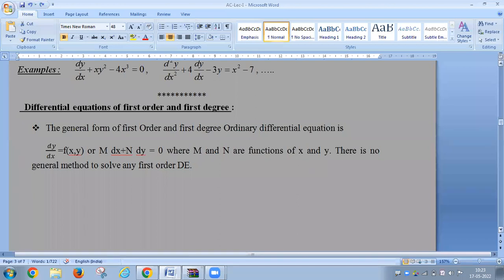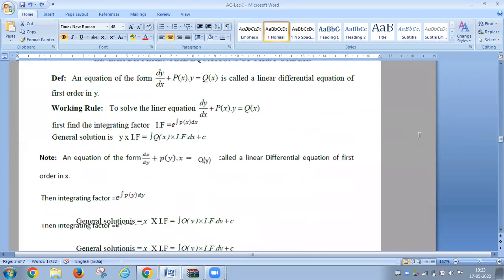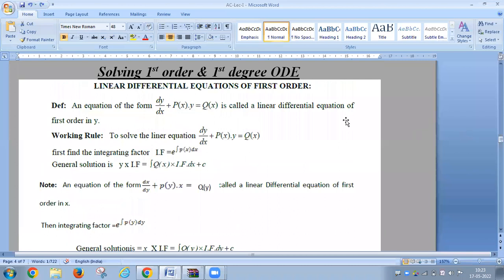Variable separable method is one method. Homogeneous equations, linear equations, non-homogeneous linear differential equations, Bernoulli's equations, exact equations. These are the methods to solve the equations. You learned some of these methods in intermediate itself. Now we'll consider the first method, linear differential equation.